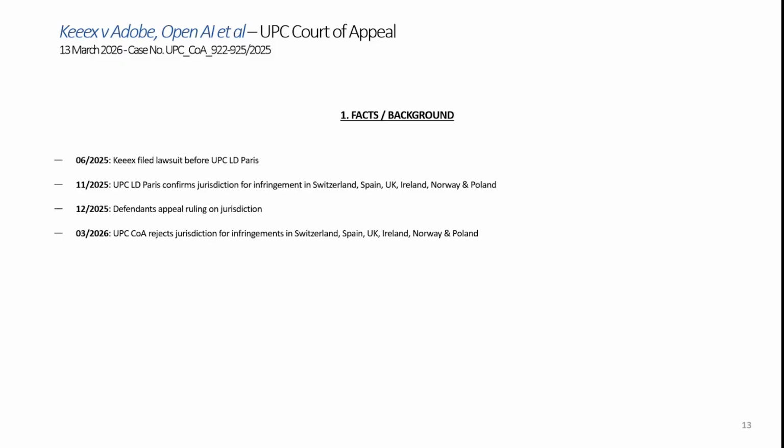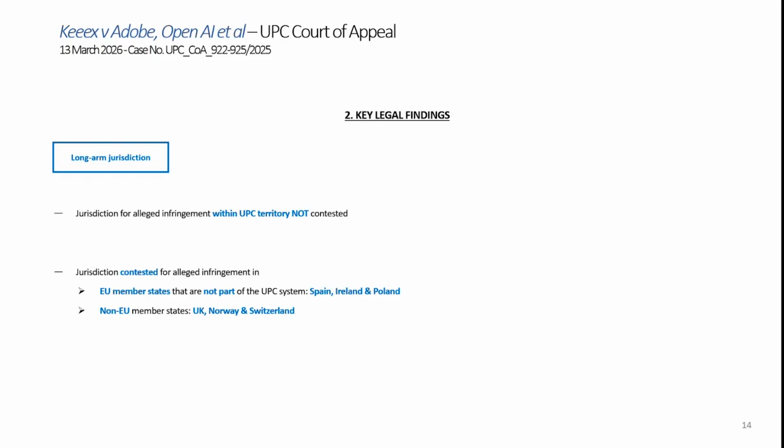This decision was then appealed by the defendants shortly after it was delivered, and with the present ruling from March this year, the UPC Court of Appeal found in favor of the defendants by rejecting jurisdiction for infringements outside of the UPC territory as far as damages are concerned. So this is the status quo in these proceedings for now. And let's try to locate here the exact questions that were posed to the court.